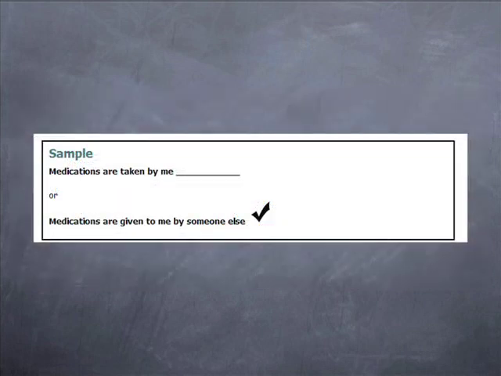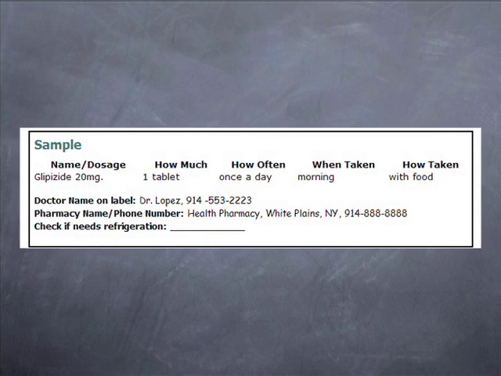Do you take medications on your own, or must someone give them to you? Check off the correct answer on Form B. It is important to list all of the medications you take. Look at the label and write down the name of the medication, how much, how often you take it, when and how you take it.